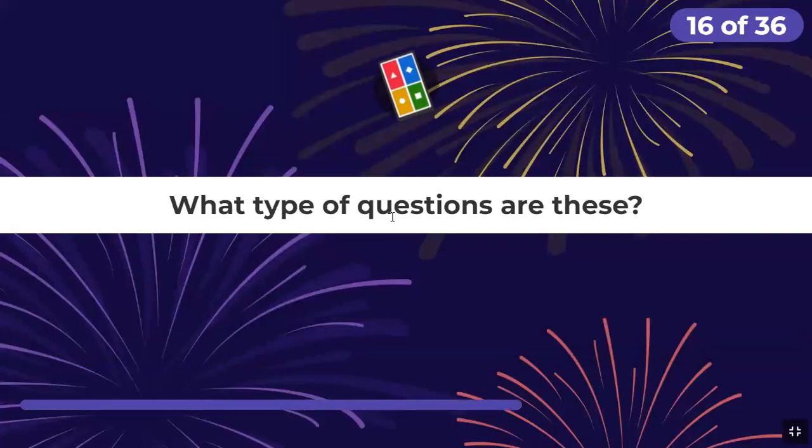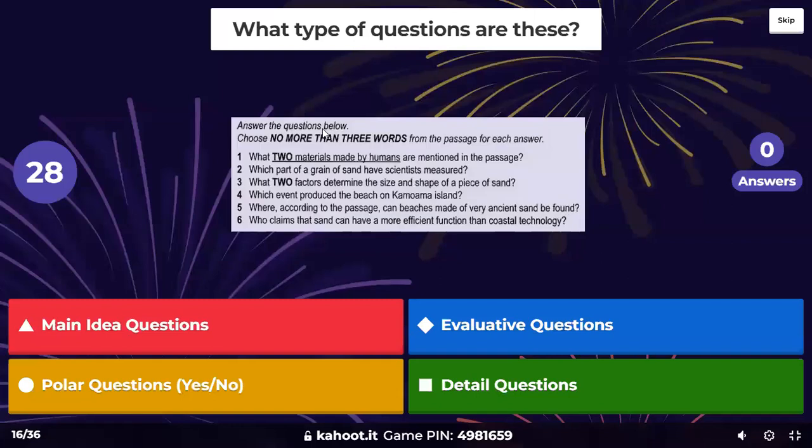Quiz. Now, what type of questions are these? I have already answered. Are they main idea questions, evaluative questions, polar questions, yes or no answers, or detailed questions? We have already answered this question. Now, this is a walk in the park, a piece of cake.